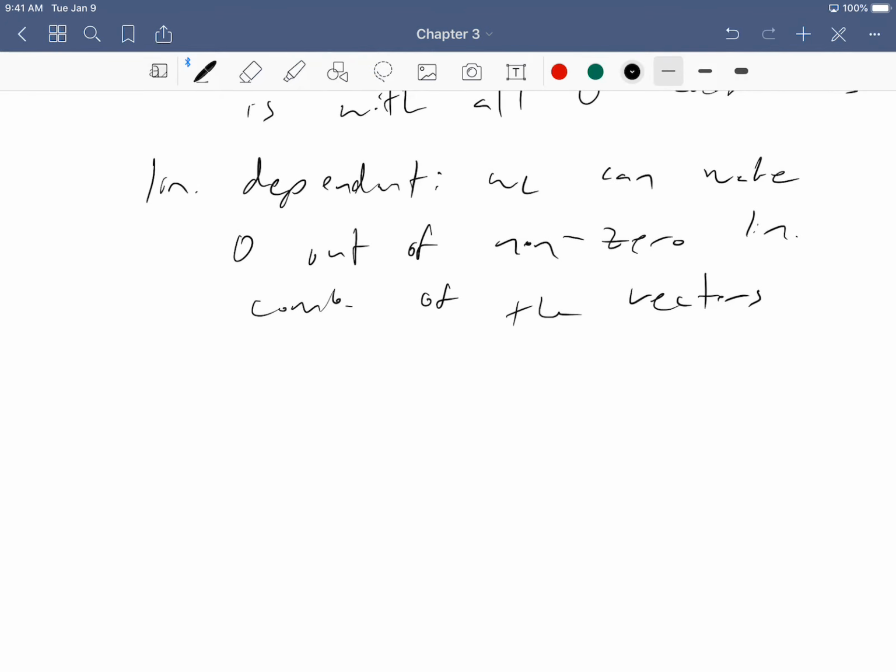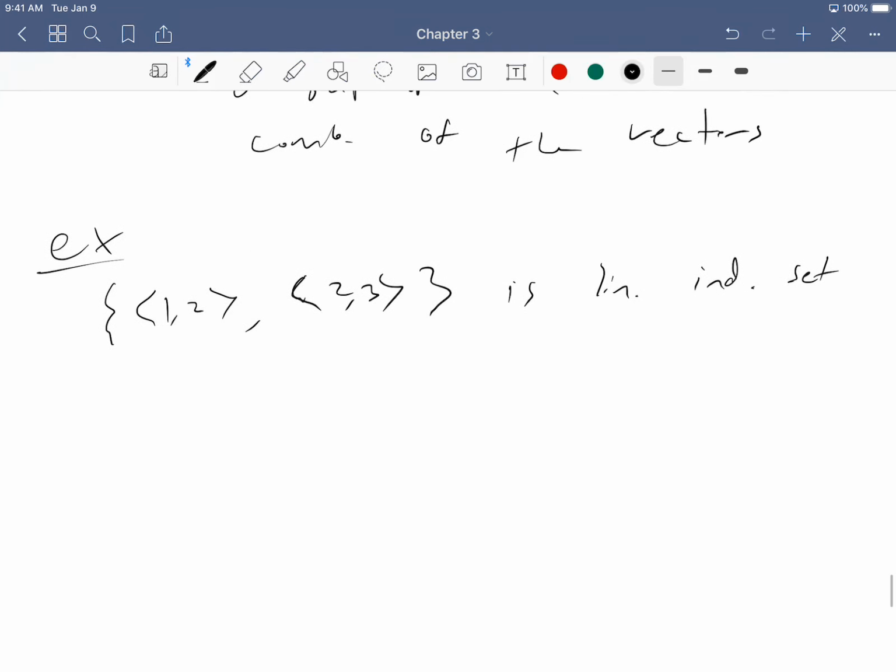All right, so let's look at some examples. So the set (1, 2) and (2, 3), I think, is the one that we've been using in examples. This is a linearly independent set of vectors.